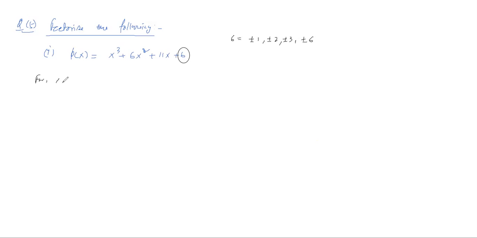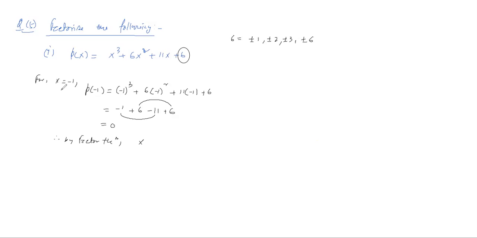For x equal to minus 1, p of minus 1 is minus 1 cubed plus 6 times the square, minus 11, plus 6. This is minus 1, this is plus 6, minus 11, plus 6. So 6 plus 6 is 12, minus 1 and 11 is 12. So this is giving you 0. Therefore, by the factor theorem, what can I say? If x equal to minus 1 is making this 0, that means x plus 1 is a factor of p(x). Is that understood?